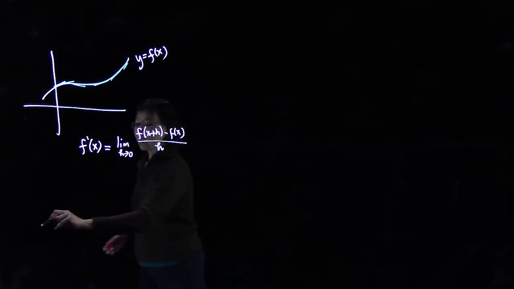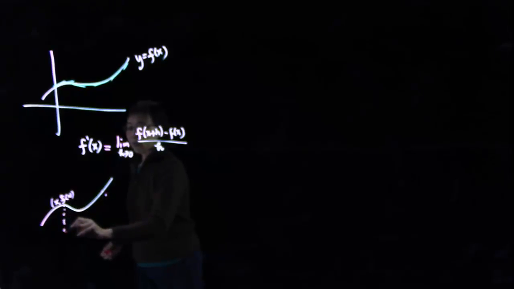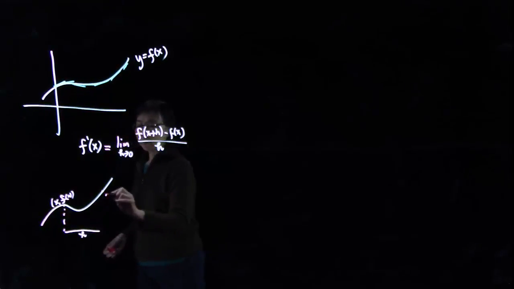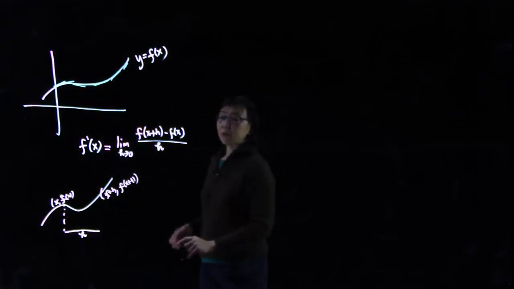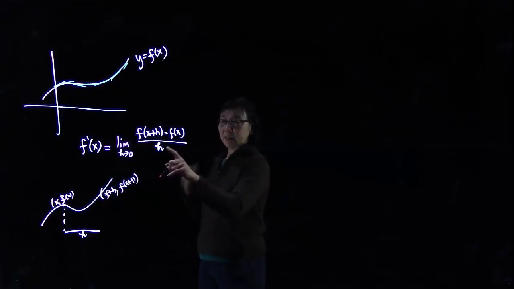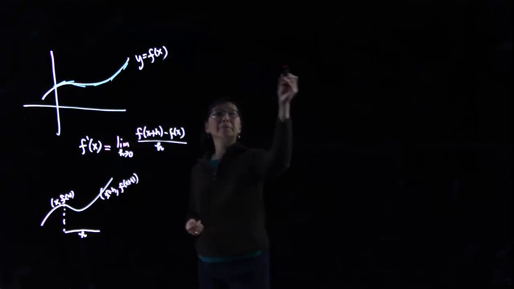And so imagine here's your point x, f of x, and let's say this point here is h away. So this would be x plus h, the x coordinate, and that would be f of x plus h. So you could see the differences of the y over the differences of the x's, and that's how we got this formula. Okay? So let's try one example.